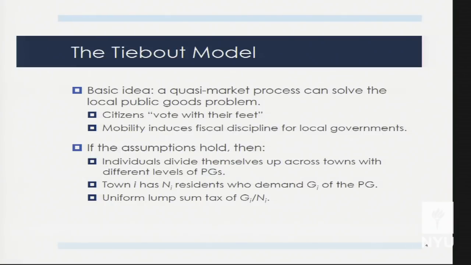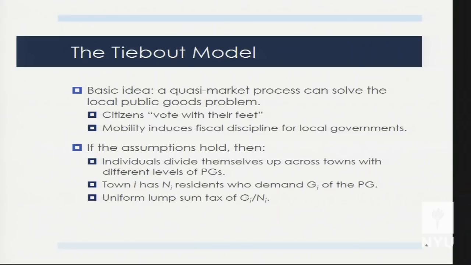And there are an assortment of very strong assumptions underlying the Tiebout model. We'll talk more about them in a second. But if those very strong assumptions hold, it will be true that individuals will divide themselves up across towns with different levels of public goods. Each town, for example, let's say town i, which has n sub i residents, will have an optimal level of public goods, say, of g sub i.